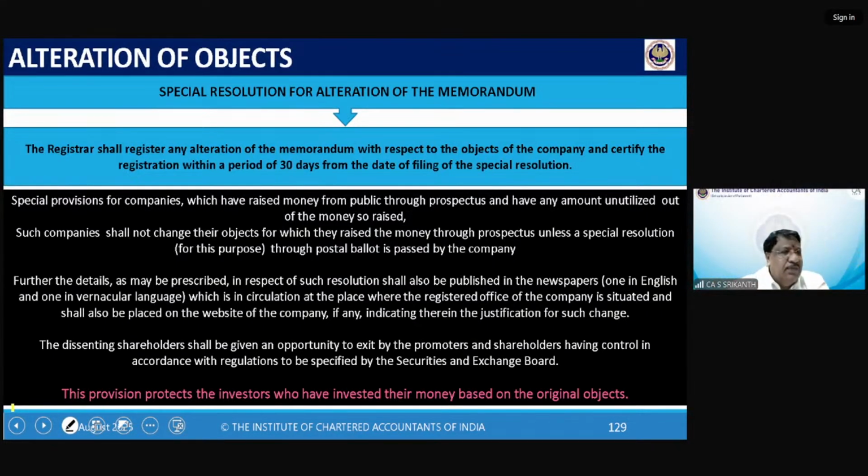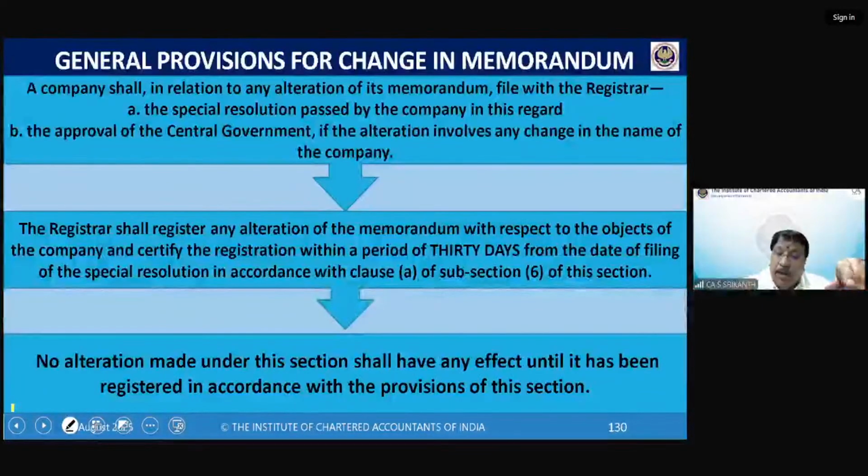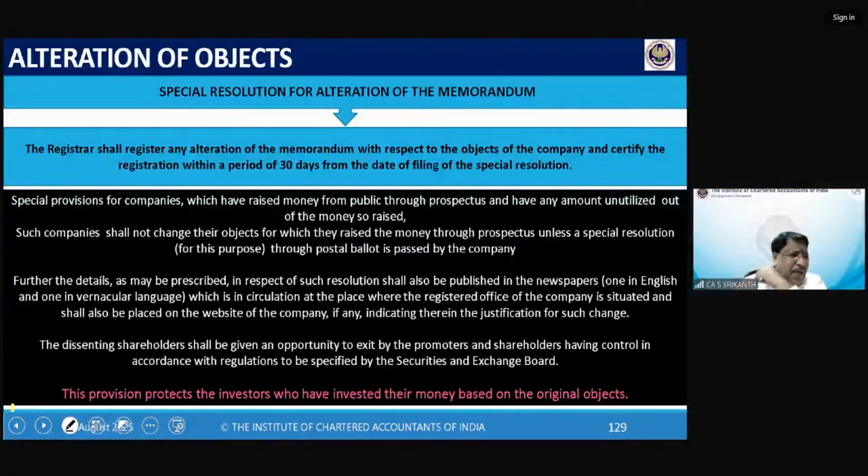So if you change the object, anyway the doctrine of ultra vires applies. But even if you want to change the object, they say a dissenting shareholder should be given his money. Not bad, no? It's a very good section, according to me. Though I'm highly critical of the 2013 Act, and especially the grammar and language, some provisions are good. Somebody intelligent has thought and done it.